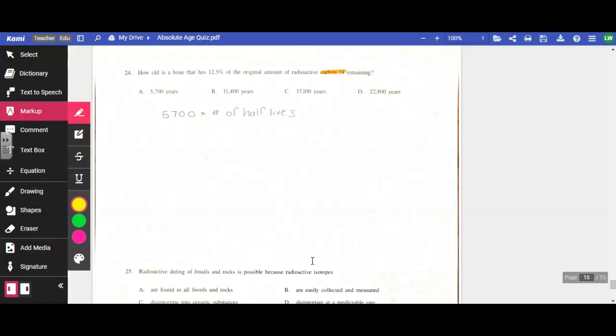Number 24, how old is a bone that has 12.5% of the original amount of radioactive carbon-14 remaining? So, in order to get this, you want to take 5,700 and multiply it by the number of half-lives that have passed in order to get 12.5%. I want to look at one of the charts that we included up. You might want to scroll back and look at a chart.